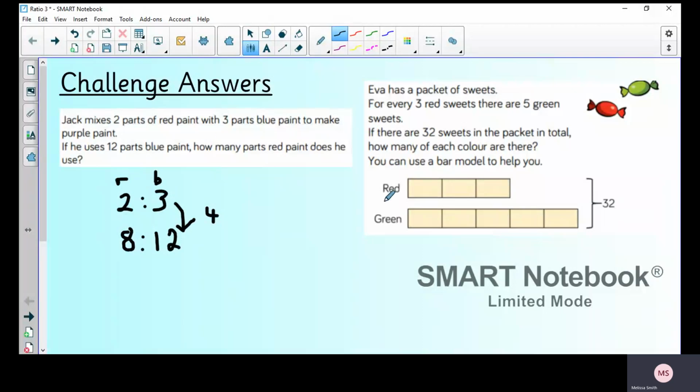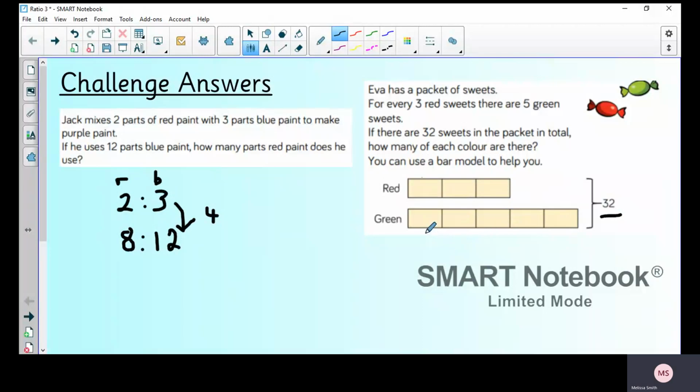Let's have a look at this one. Eva has a packet of sweets. For every 3 red sweets, there are 5 green sweets, and the bar model has been done for us. There's 32 in total. How many of each colour are there?